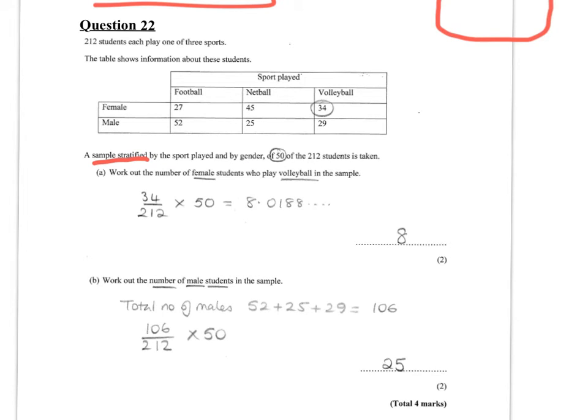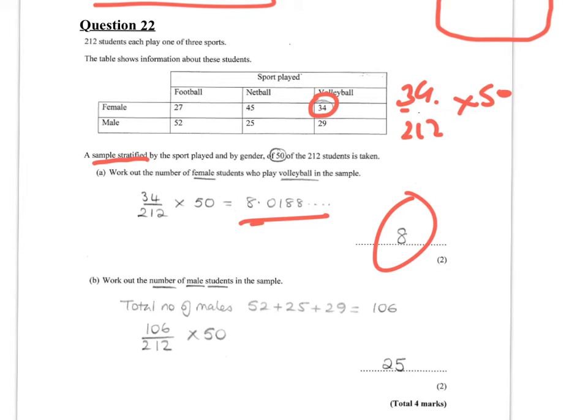Female students, volleyball, there they've highlighted it's 34. You always do what you're looking for out of the total. At the top it tells you the total, 212. Sample size is 50. When you do that calculation, you get 8. You always round to the nearest whole number because it's people we're dealing with.